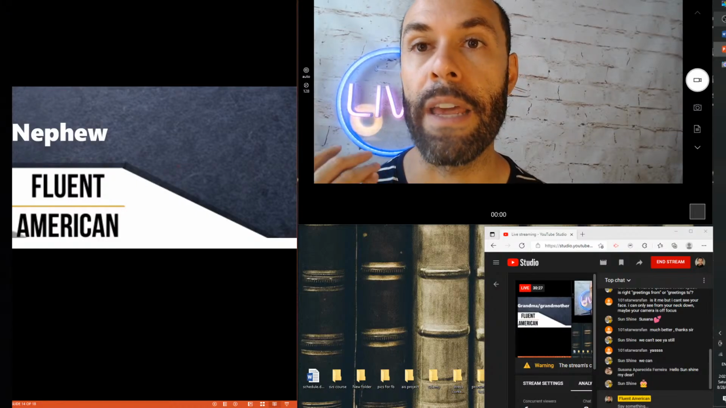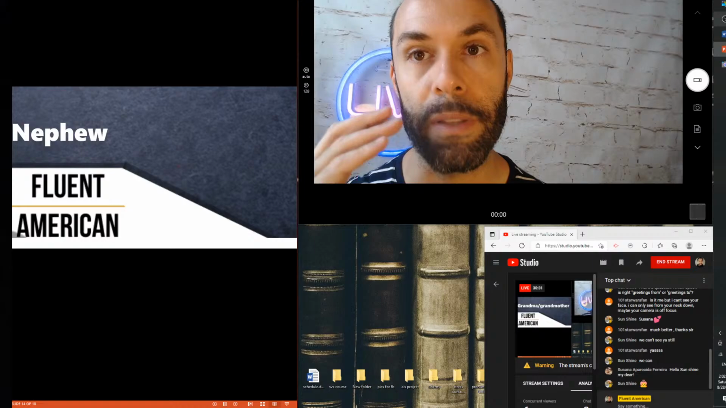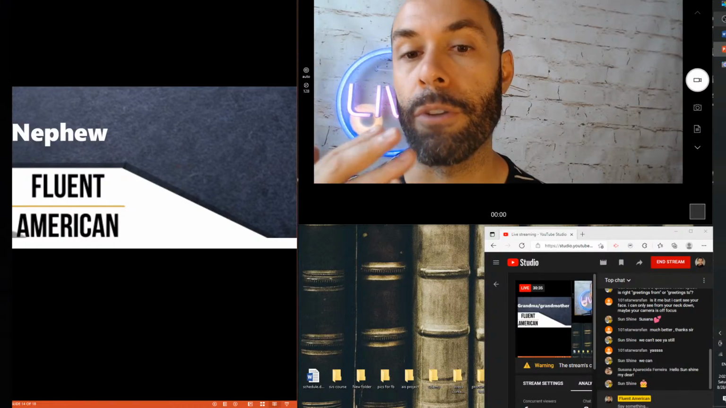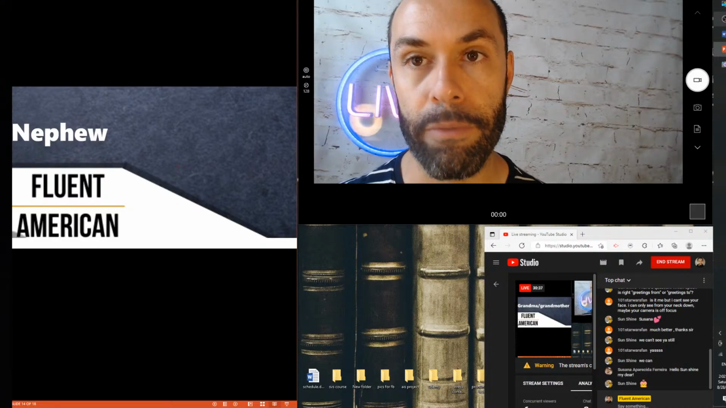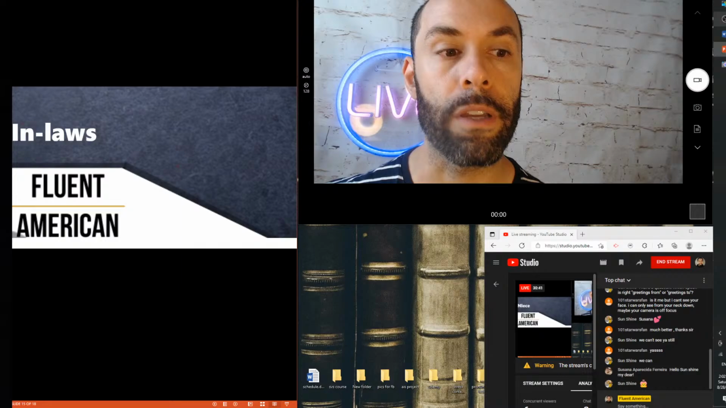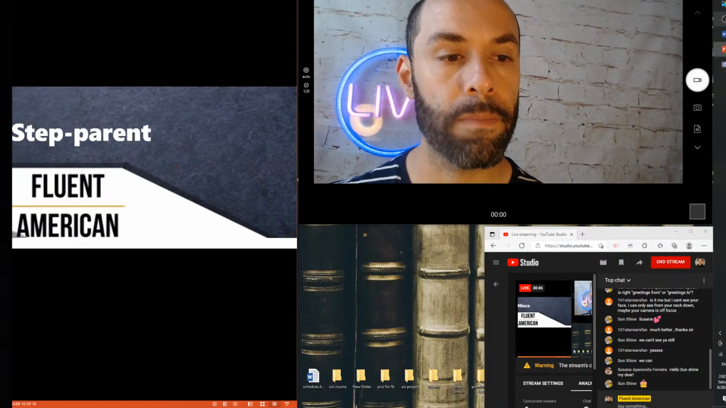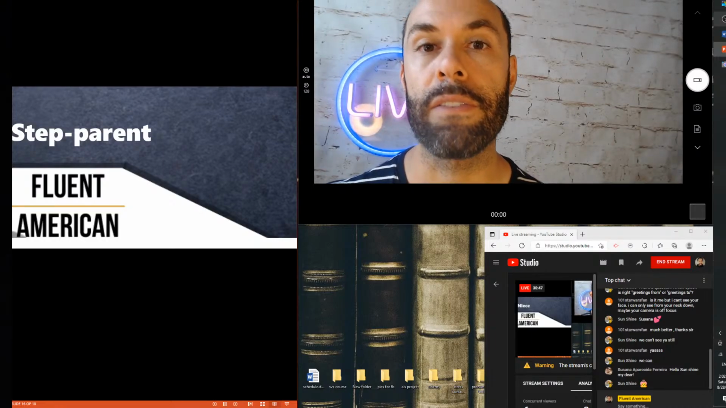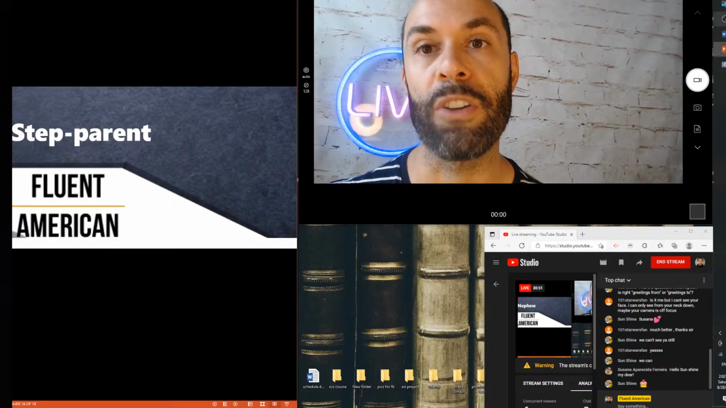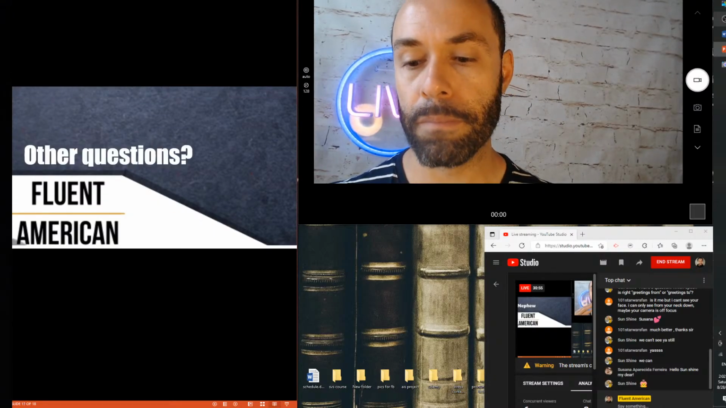Nephew, again, S sound, nef. Tongue should be taking up a lot of space in your mouth. Placement should be low. Nef. You don't need your mouth to be super wide for that. Nef. In-laws. So again, instead of en, it's more n, and then laws, ah sound. And then lastly, step-parent. Stressing, step. You can also have like a step-sister or step-brother and things like that as well.